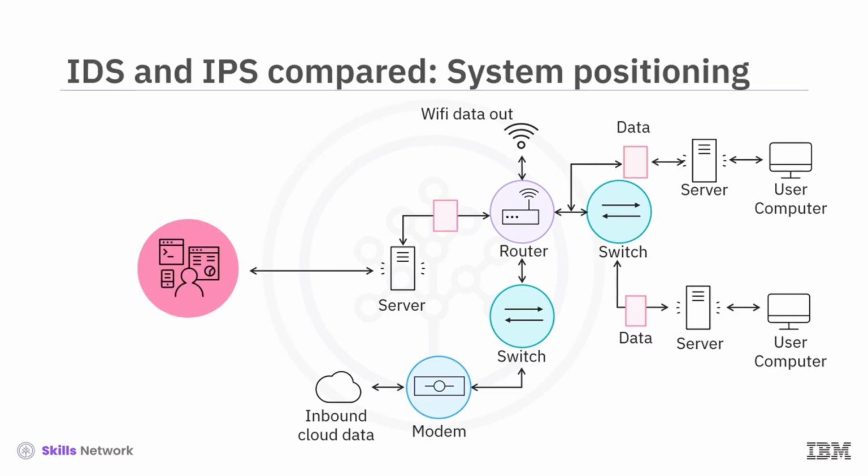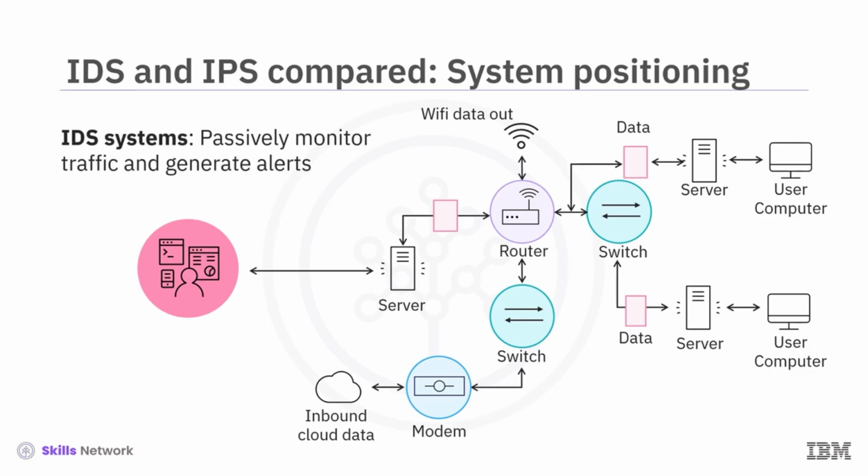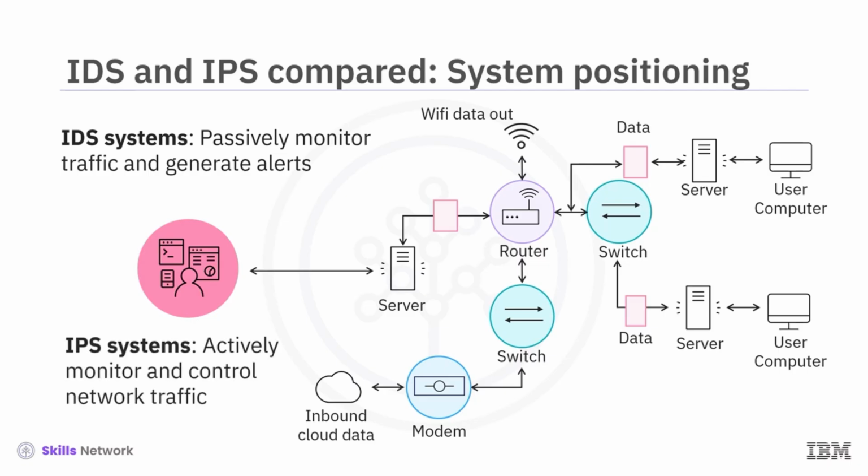Understanding the differences between IDS and IPS is crucial for selecting the appropriate system for specific security needs. First, let's examine how you position these systems. Organizations deploy IDS to passively monitor network traffic and generate alerts without intervention to prevent real-time attacks. They also deploy IPS to monitor and control network traffic actively.